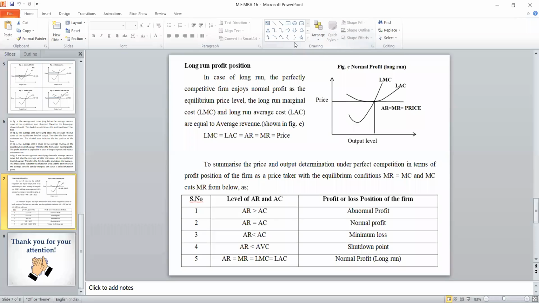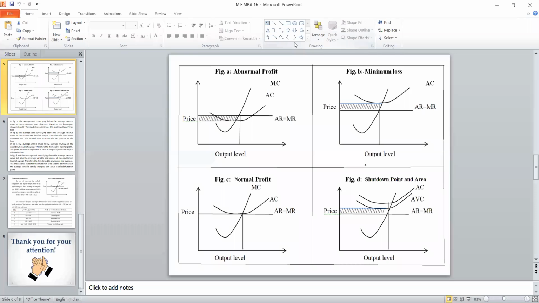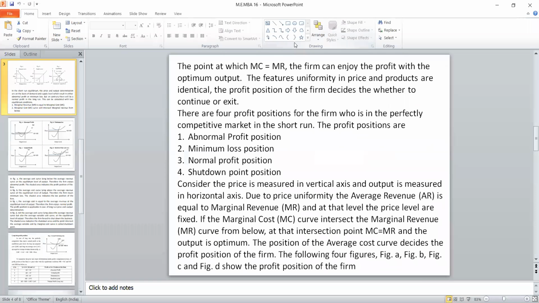For the long run, it is only a normal profit where AR equal to MR equal to long run marginal cost LMC equal to LAC. At that point, there will be a normal profit because AR equal to LAC. This is an often asked question. Sometimes they may ask it in section C also. How do you have to write it?